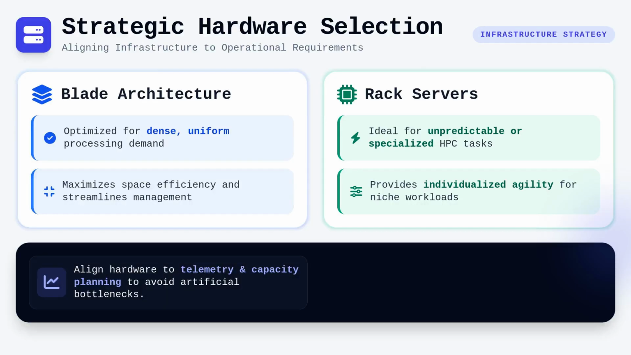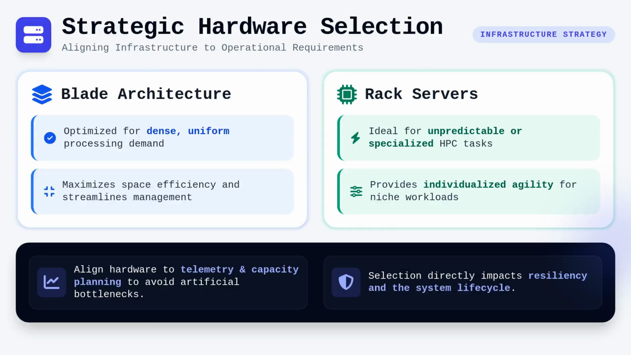Your ability to distinguish between these deployment heuristics will directly influence the resiliency and maintenance lifecycle of the systems you oversee. Remember that there is no universal winner in architecture. There is only the right fit for the specific telemetry, density, and management requirements of your given operational environment.